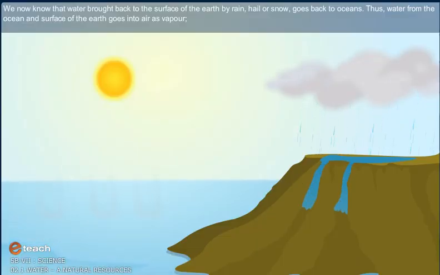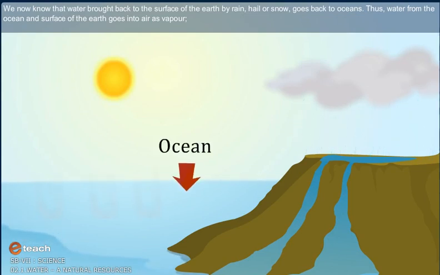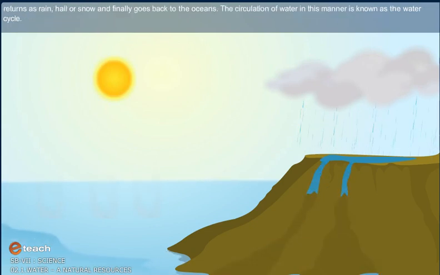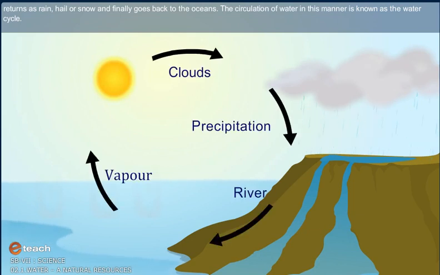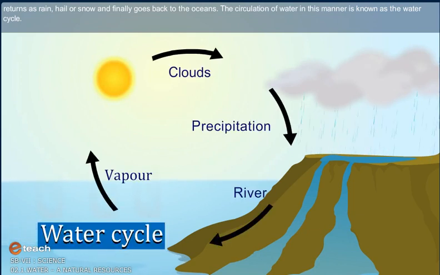We now know that water brought back to the surface of the earth by rain, hail, or snow goes back to oceans. Thus, water from the ocean and surface of the earth goes into air as vapor, returns as rain, hail, or snow, and finally goes back to the ocean. The circulation of water in this manner is known as the water cycle.